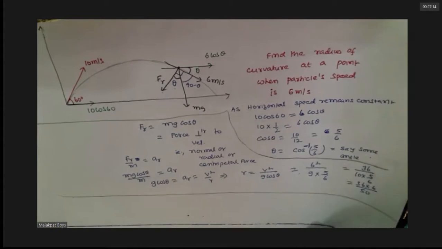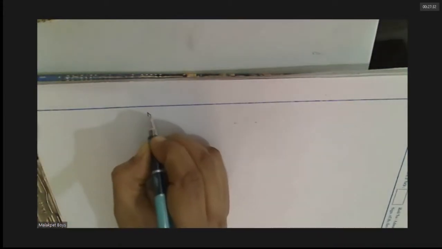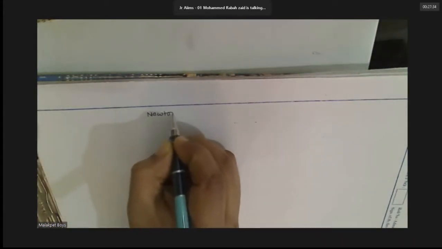So now we have completed module 3 in toto. Now we are going to module 4, Newton's laws of motion. On the last page, last line I have to write.